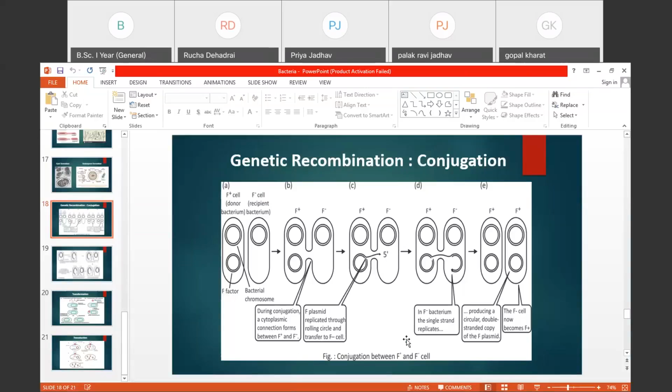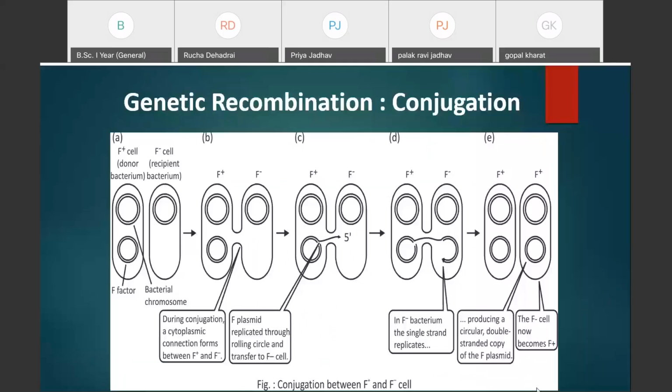Good morning, students. In the last lecture, we were discussing reproduction in bacteria. Reproduction in bacteria takes place by two methods. The first method is asexual reproduction, and the second method is sexual reproduction. In the last lecture, we discussed the different methods of asexual reproduction.